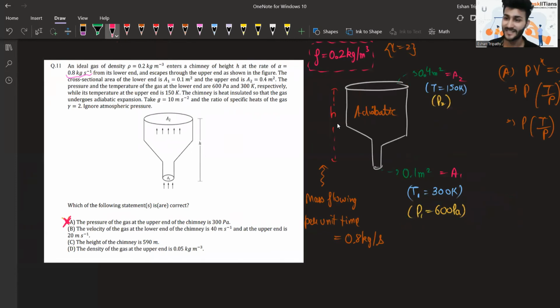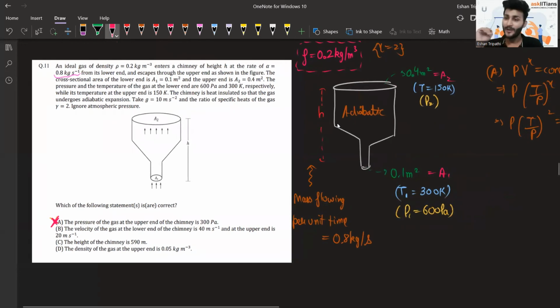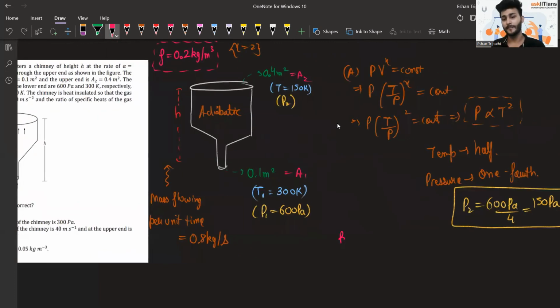Just imagine, so much calculation, and it turns out that it is wrong. That is what JEE Advanced catches us with. Then moving to the next part, they're asking the velocity of the gas at these 2 points, topmost point and bottommost point. Now, how would we find velocity? Anything given related to how fast it is moving? Yes, mass per unit time is given.